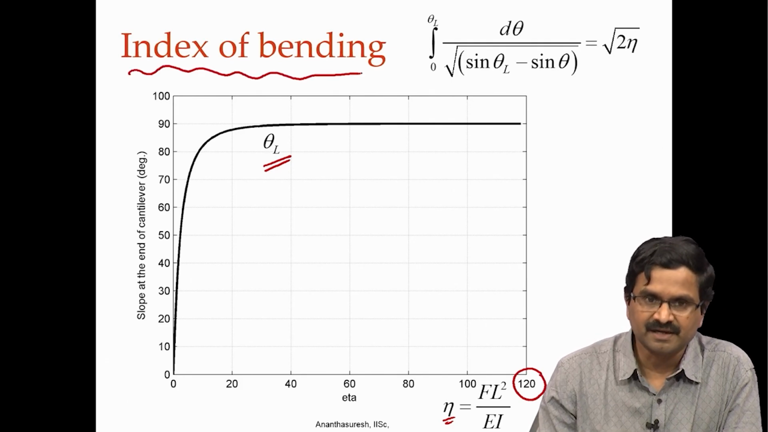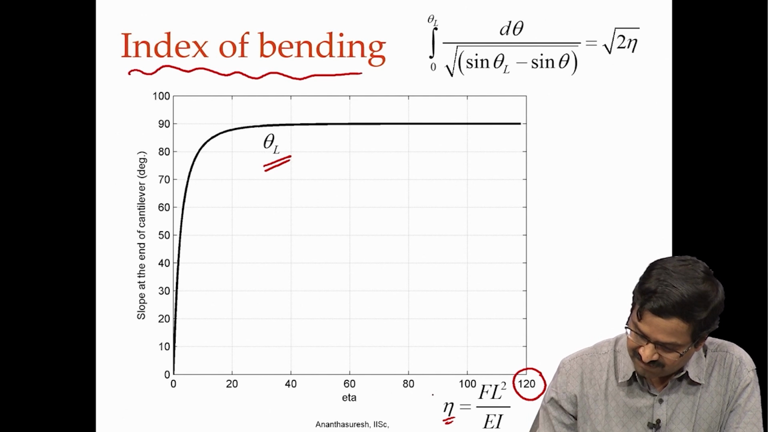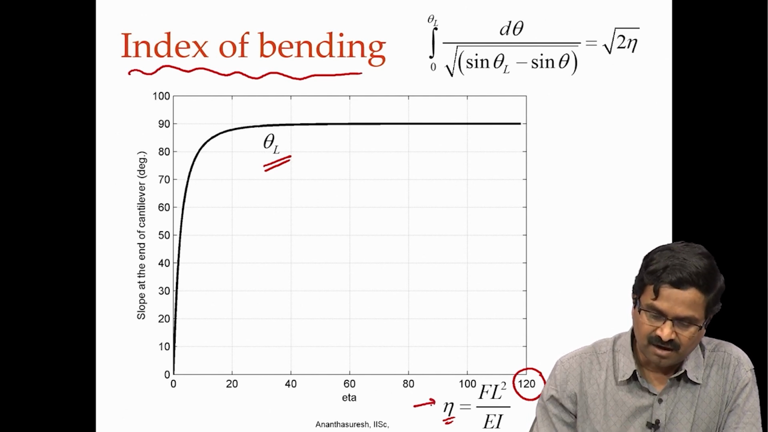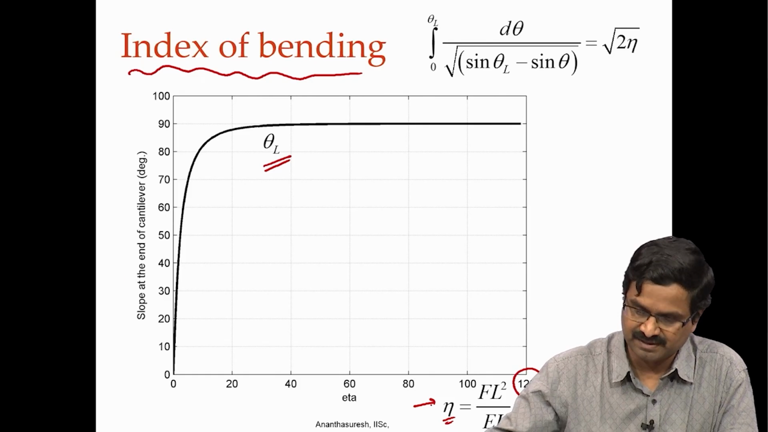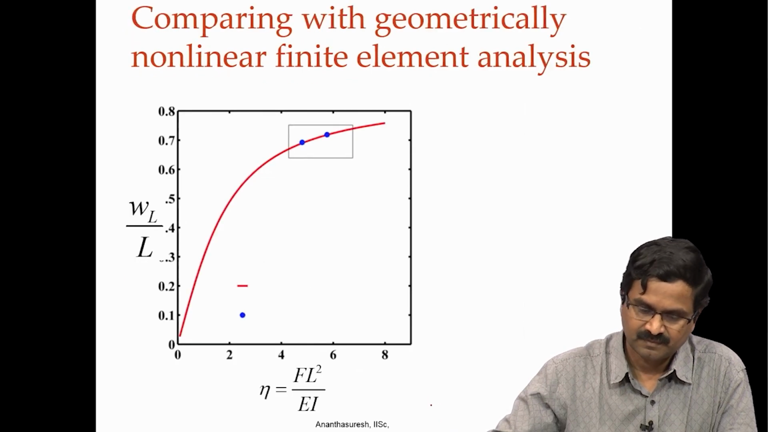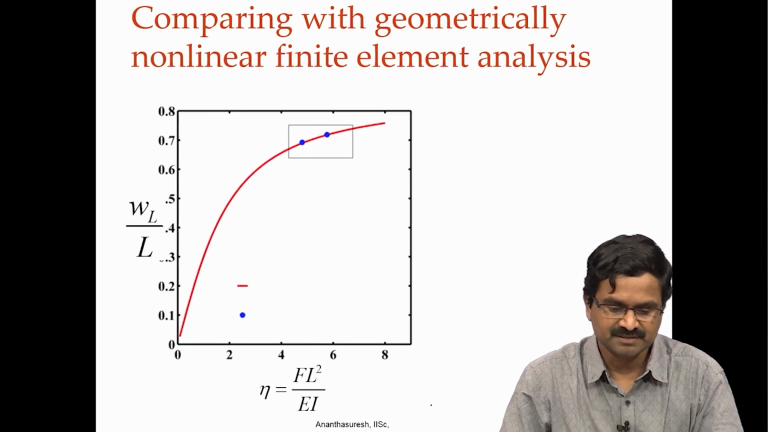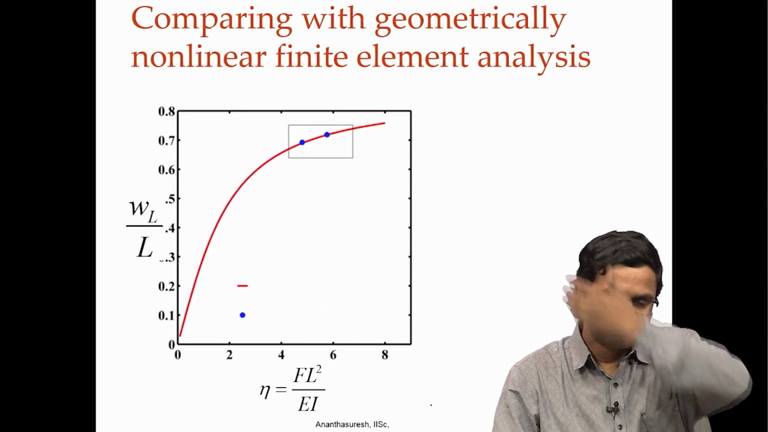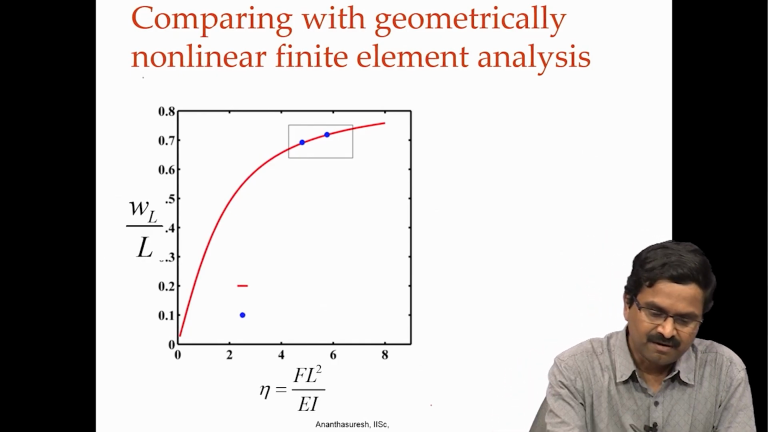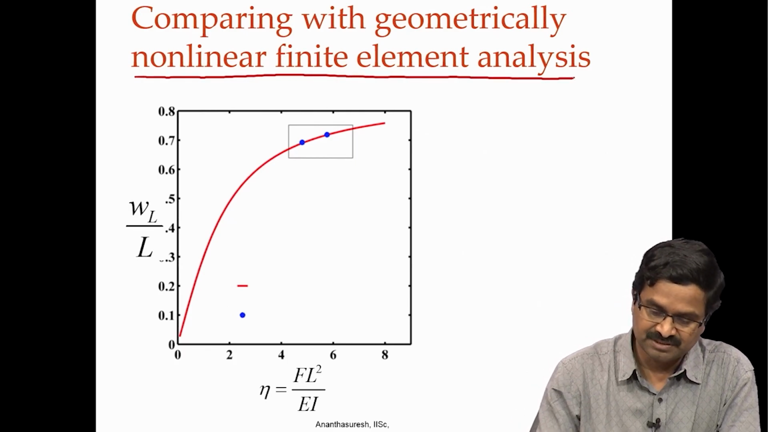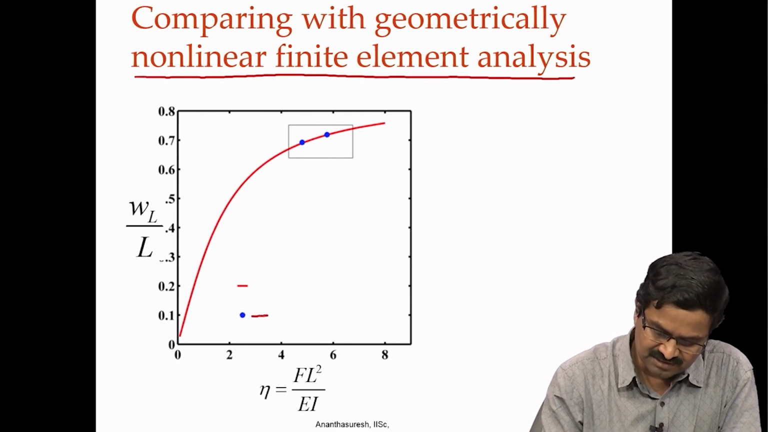Let us call this theta L then the index of bending. The larger the value of eta is, the larger theta L is, it indicates how much the beam has bent. And let us also compare this with finite element analysis, because we discussed non-linear finite element analysis at length in last week. Let us see how close it is.